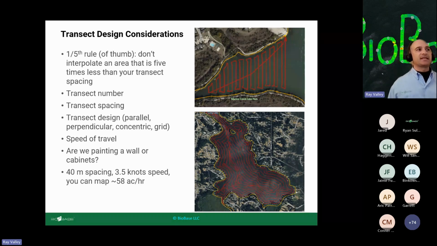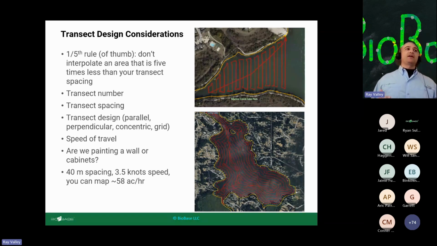transect number, spacing, design. Do we want to do parallel, perpendicular, concentric, grid? The speed of travel? Again, are we painting that wall or cabinets? Here's that 40-meter spacing, 3.5 knots speed. You can map about 58 acres an hour. I've actually been finding we've been getting really good results with this concentric circle design.